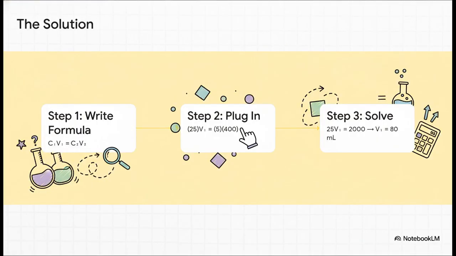All right, let's crush this. Step 1, and I mean always step 1. Write down the formula. C1V1 equals C2V2. It just focuses the mind. Step 2, we plug in what we know. Our starting concentration, C1, is 25. Our final concentration, C2, is 5, and our final volume, V2, is 400. V1 is the mystery we're solving for. So then we just do a little bit of algebra, and boom! V1 equals 80 milliliters. That's our answer. We need 80 milliliters of the stock solution.